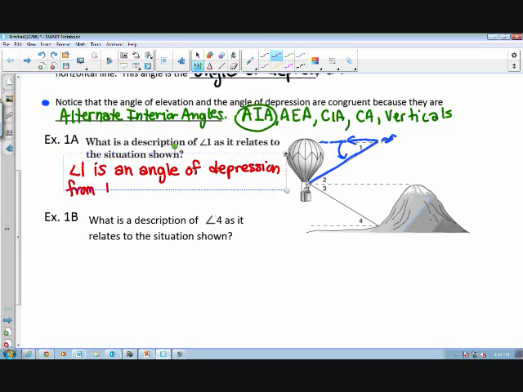Yep, okay. So notice we don't just say it's the angle of depression from the bird to the hot air balloon. We're specific. Where is the bird looking? And if you follow the line, you can see the bird is going right to the eyeballs of the person.